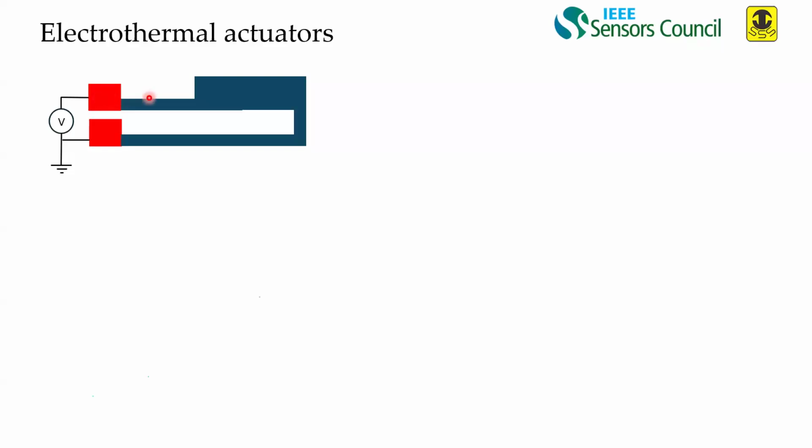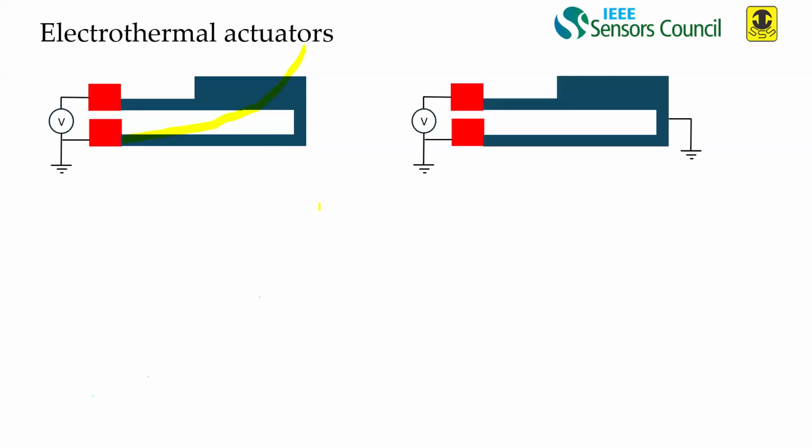So here I'm giving a voltage here, and this other one is ground. In which manner will it bend? It will be bending like this, right? Similarly, what will happen if you make two grounds? You ground it here, and you ground it here. What will happen?